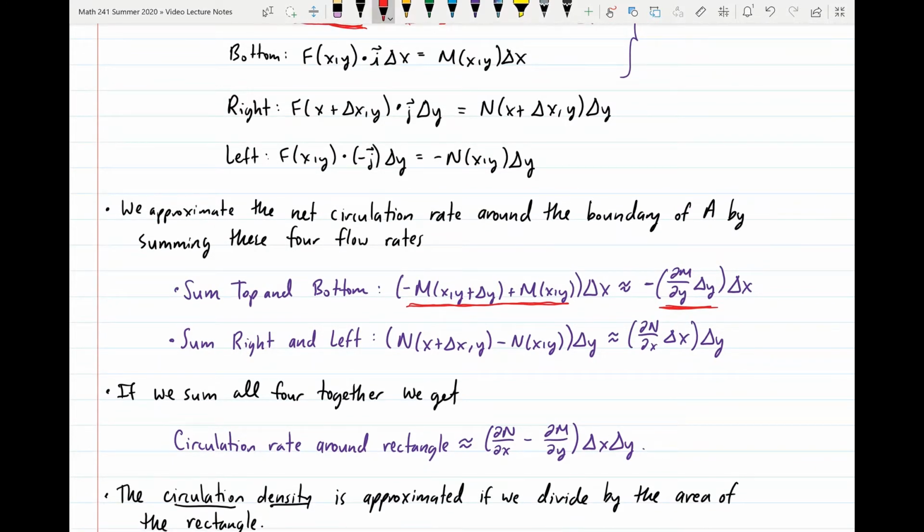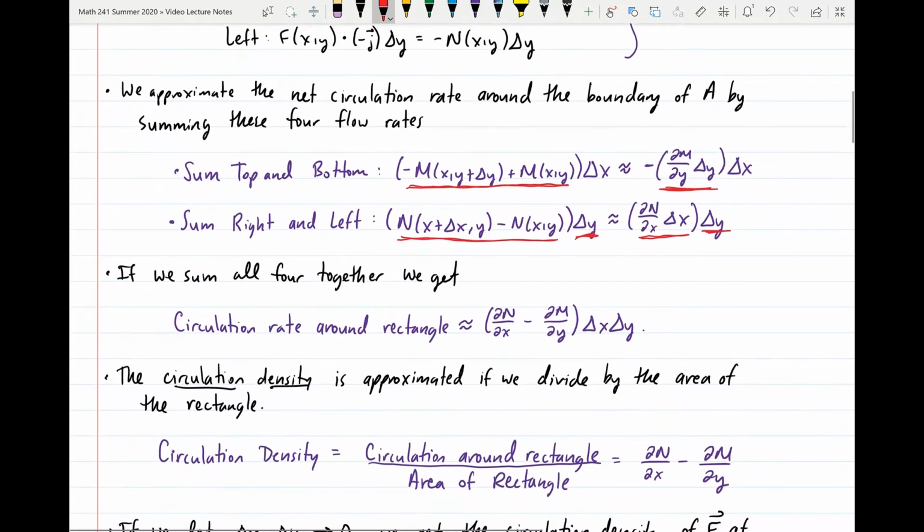So if we sum the right and left together now, so we take these 2 expressions and sum them together, then we get n of x plus delta x, y minus n of x, y. And again, we have a similar thing that happens here. So this is the numerator of that difference quotient that shows up in the definition of the partial derivative, but typically we divide by a delta x, and this time we're not dividing by a delta x, so this is approximately the partial derivative of n with respect to x times delta x, and then we still have this delta y that's being carried through on the outside.